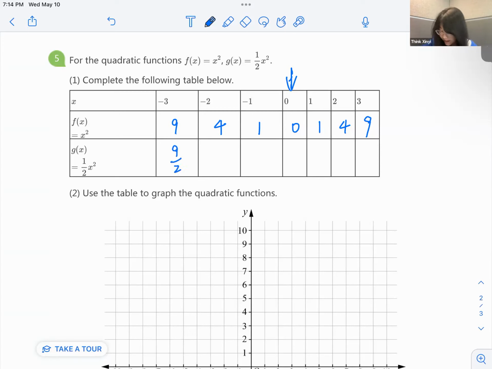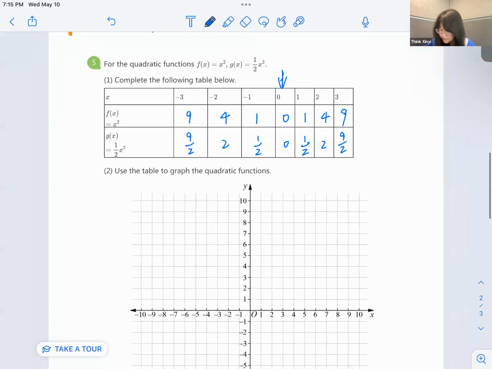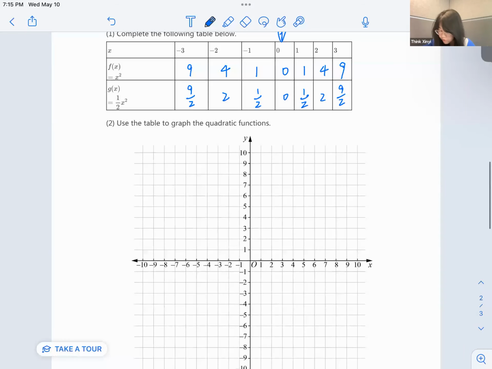And for g(x), we can know that the values are 9/2, which is 4.5, and 2, 1/2, 0, 1/2, 2, and 4.5, okay? And also the y-axis is the axis of symmetry. Yeah, thank you again, Yo-Yo. And now let's use the table to graph the quadratic function, okay?